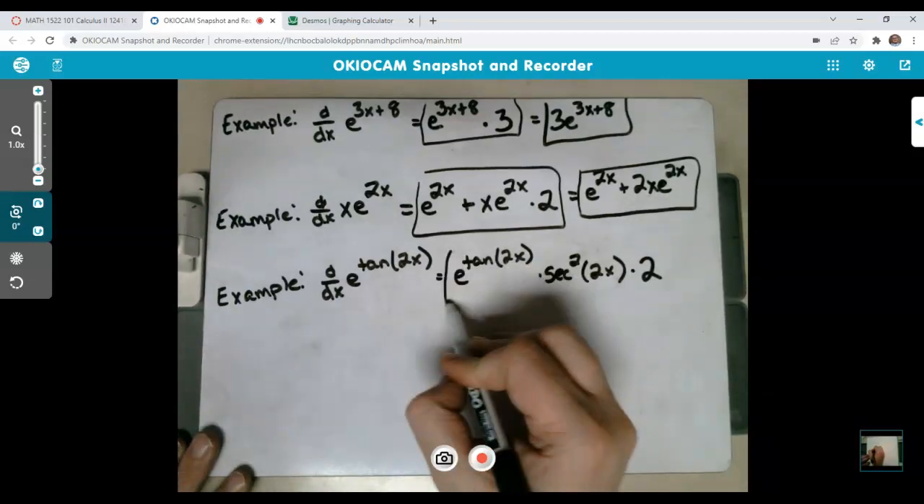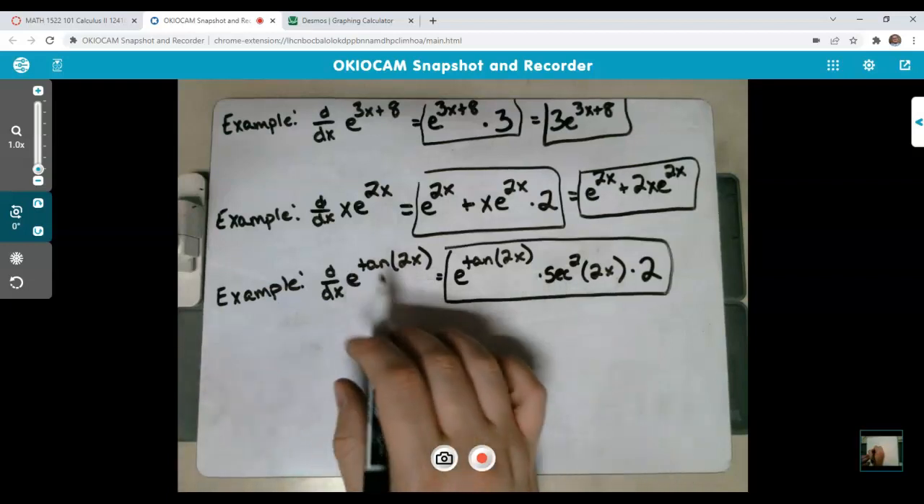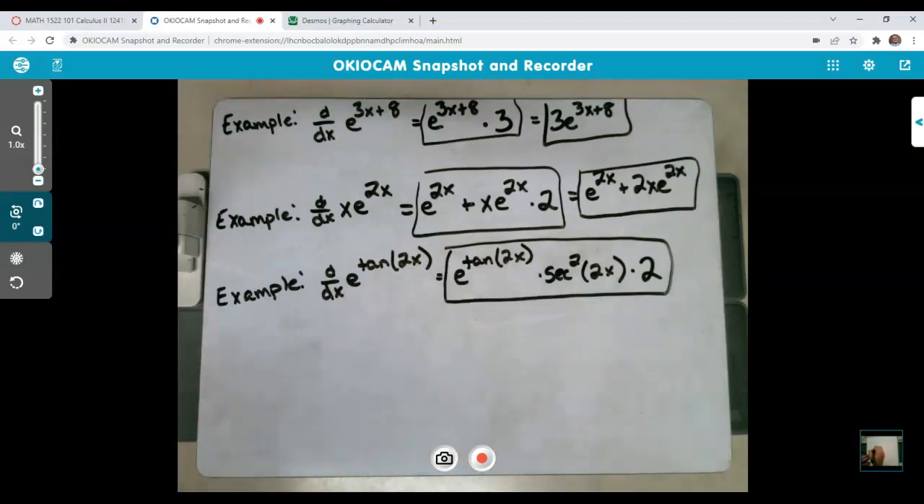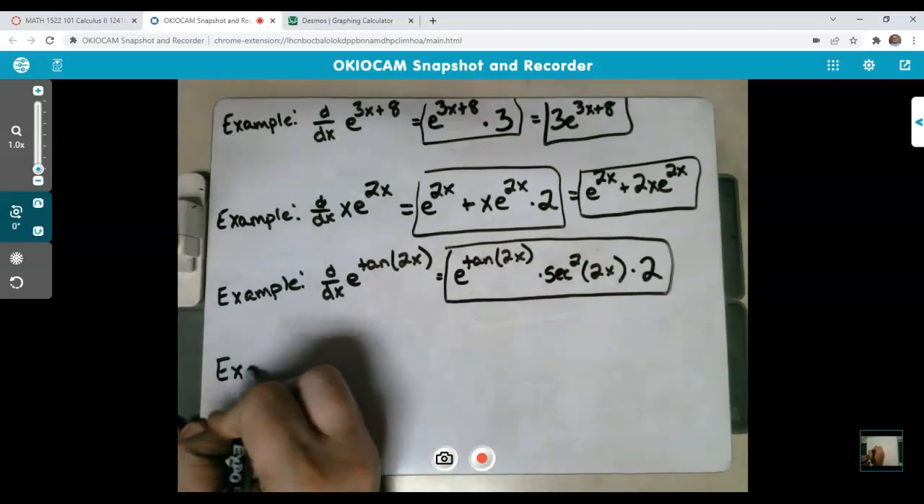So this one had 3 parts, and so I used the chain rule twice. Because first we had e stays e, and then we had tangent, that becomes secant squared, and then we had 2x, and that is now 2. One more example, using e.